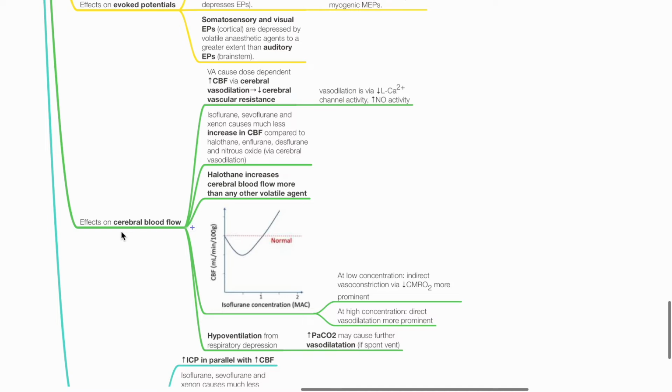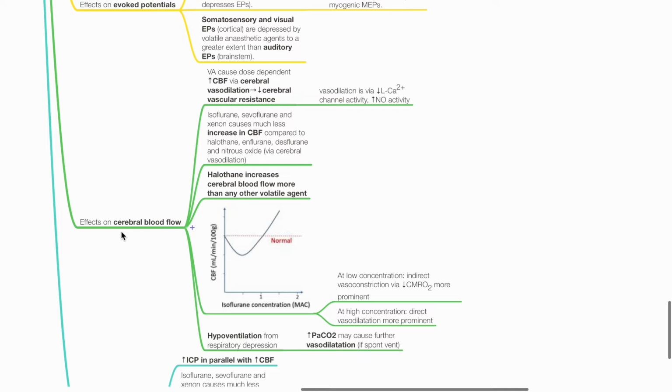Effects on cerebral blood flow. Volatile anesthetics cause dose-dependent increase of CBF via cerebral vasodilation, which reduces cerebral vascular resistance. Vasodilation occurs via reduction in L-type calcium channel activity and increased nitric oxide release. Isoflurane, sevoflurane, and xenon causes much less increase in CBF compared to halothane, enflurane, desflurane, and nitrous oxide. Halothane increases cerebral blood flow more than any other volatile agent.